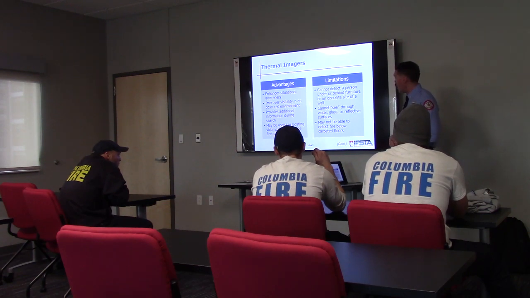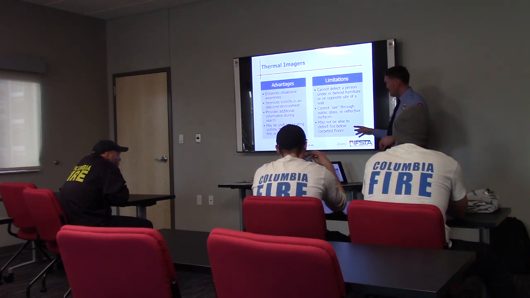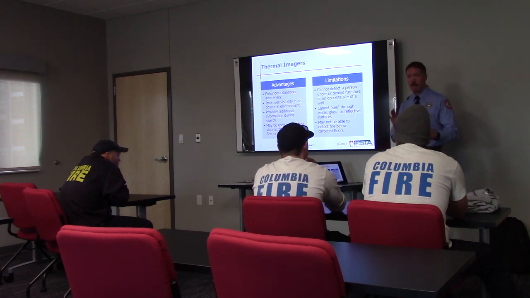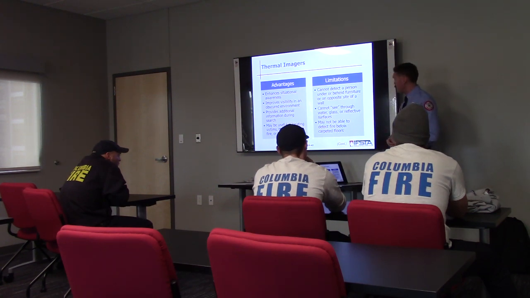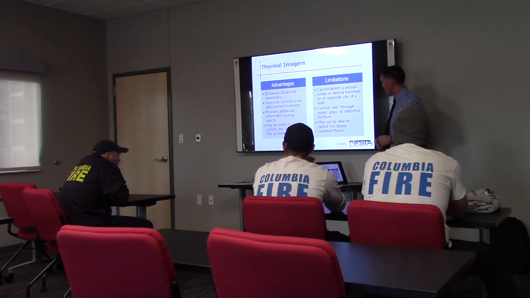And there are also limitations in its ability to see fires or hot spots because of the things that are between. So in this specific example, carpet above a fire floor, that heat may not have radiated through that carpet enough to cause that carpet to be hot enough because of the insulating properties of that carpet. So it may or may not be able to detect that.